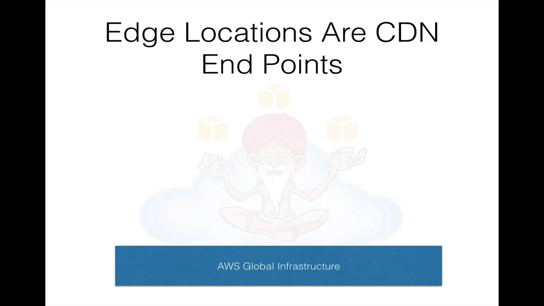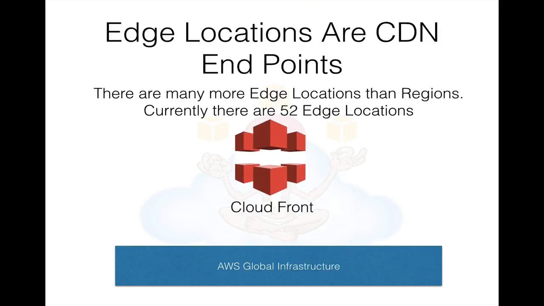Edge locations are CDN endpoints. Basically, there are many more edge locations than there are regions. Currently, there are 52 edge locations around the world. These edge locations are used by CloudFront to cache files near the user where they access them.